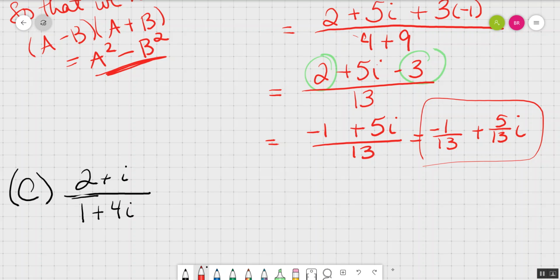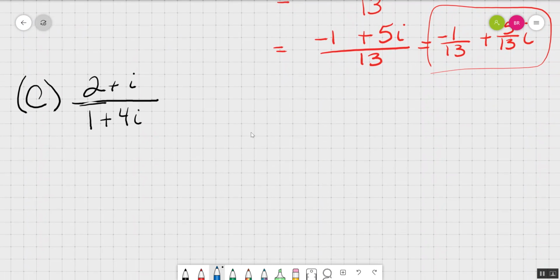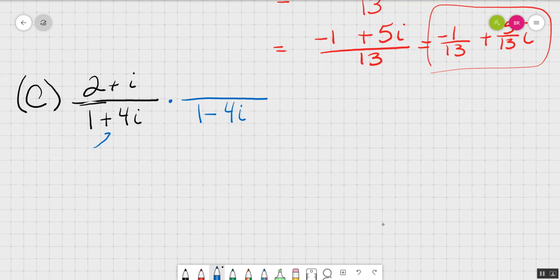So think to yourself, what should I multiply by to make that denominator be real? Hopefully you picked 1 minus 4i, because it's just the same thing as the denominator with the sign change. 1 minus 4i.